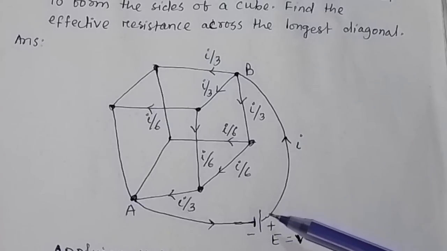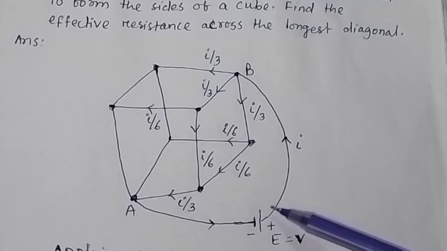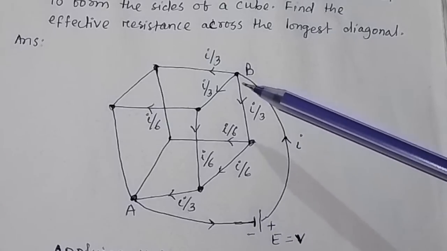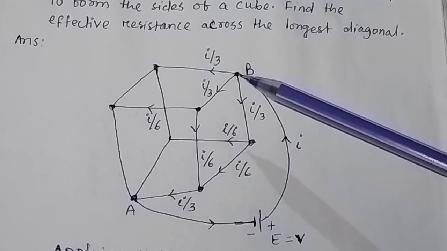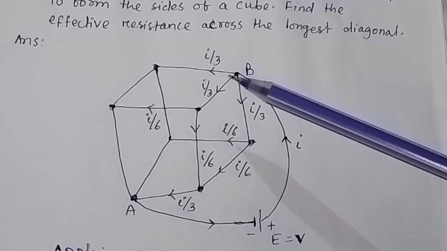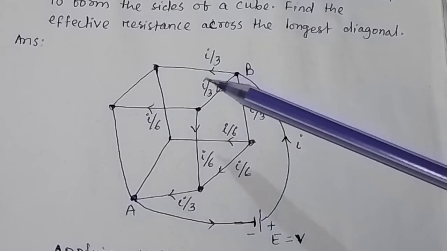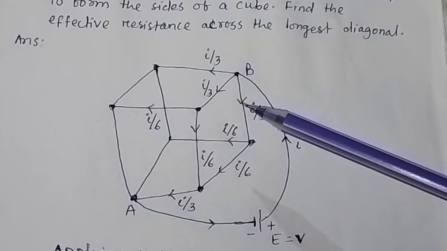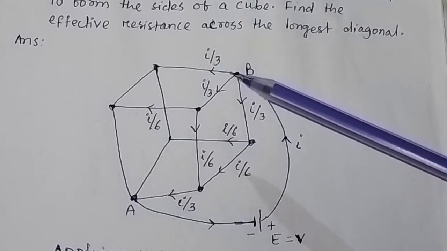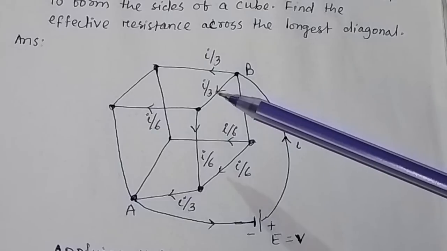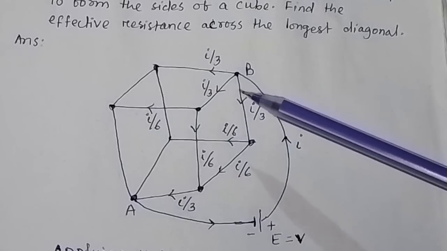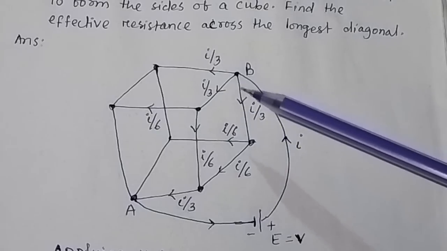So current will flow from high potential to low potential. This is the direction of current, and the current is equal to I. At B, there will be branching of current. Since the three resistors are equal, you have I by 3 through this resistor, I by 3 through this resistor, and also I by 3 current through this resistor.